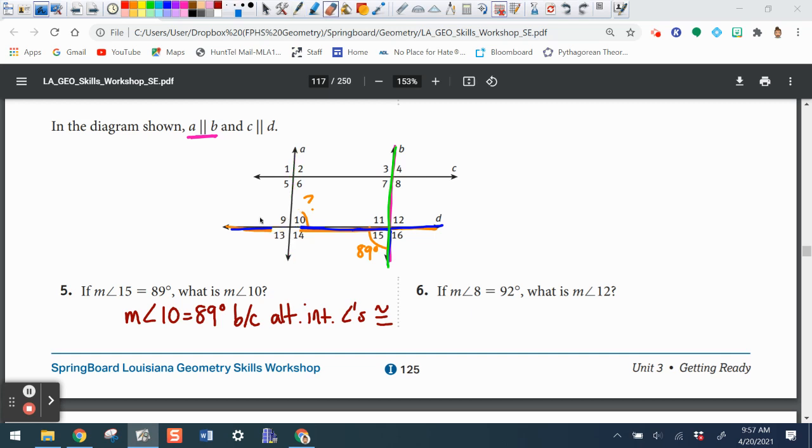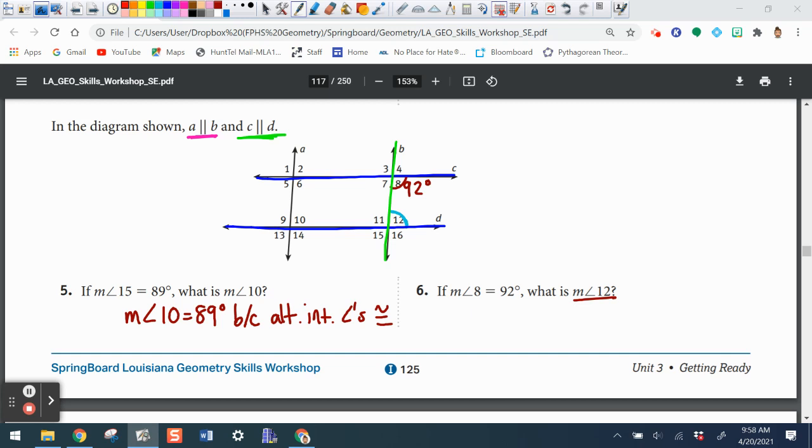Still the same diagram, but again, different measurements. It says 6, if the measure of angle 8 is 92 degrees, what is the measure of angle 12? In the same manner that we answered item 5, we're going to approach item 6 the same way. So we're going to look at the relationship between angle 8 and angle 12. These two angles fall on lines C and D, and they both fall on line B. So B is acting as the transversal to lines C and D, and they have told us that these two lines are in fact parallel to each other.